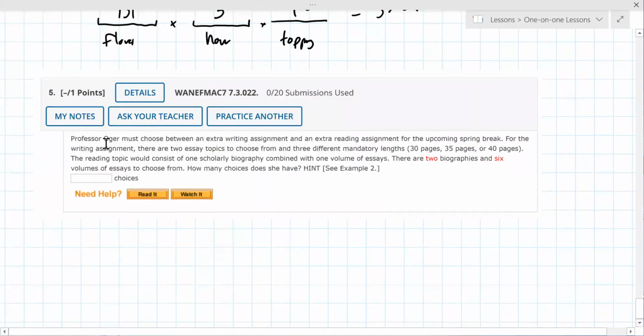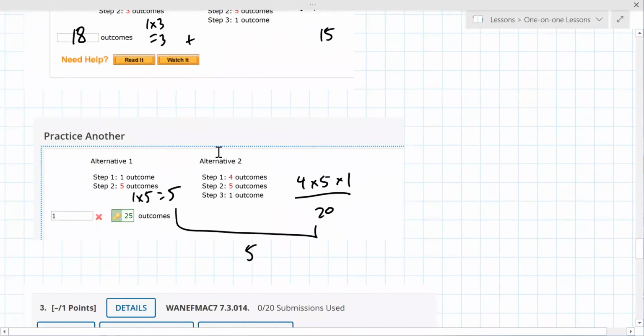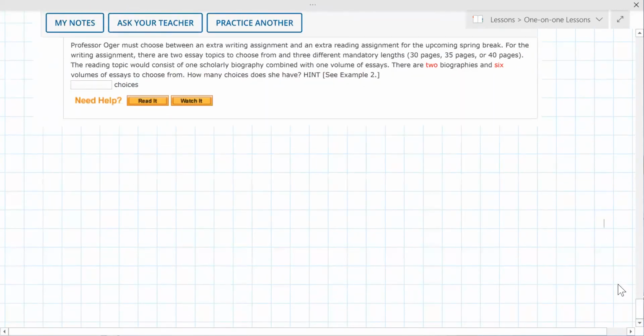All right, Professor Ogre must choose between an extra writing assignment and an extra reading assignment for the upcoming spring break. For the writing assignment, there are 2 essay topics and 3 different mandatory lengths. The reading topic would consist of 1 scholarly book and 1 volume of essays. There are 2 biographies and 6 books of essays. Okay, this again is kind of weird. To me, this is like the alternative 1, alternative 2 thing that we're doing. So alternative 1 in this case is writing and then reading, like you're choosing between this.